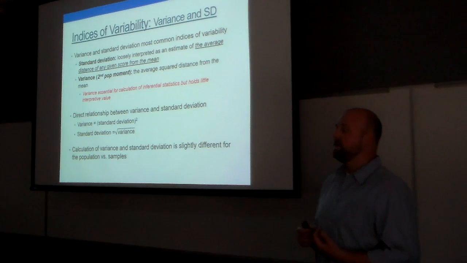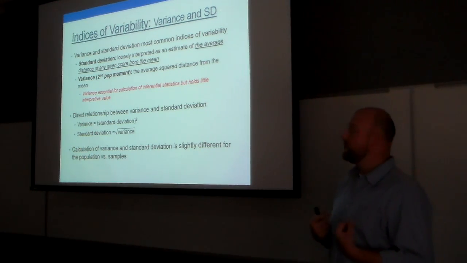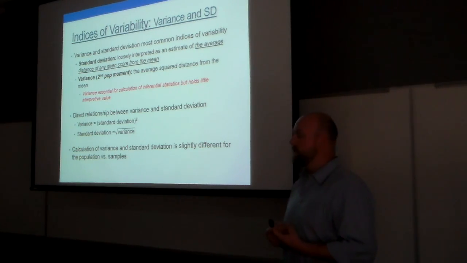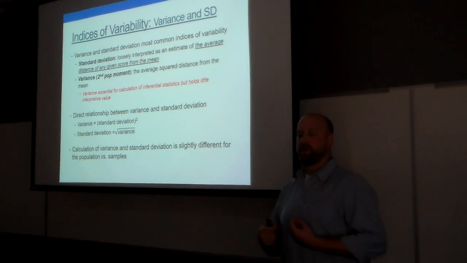if my standard deviation in this distribution is 5, it's saying that, on average, the distance between any two randomly selected scores is going to be 5. The distance between a randomly selected score and the mean is going to be 5.